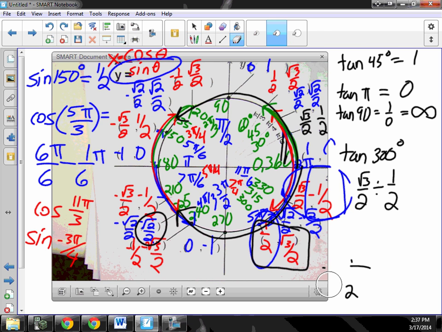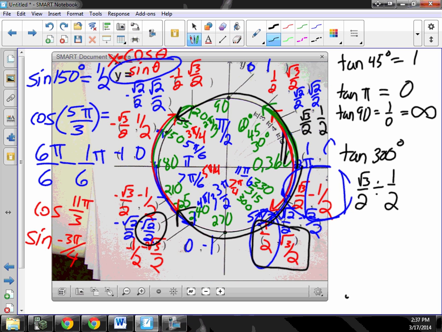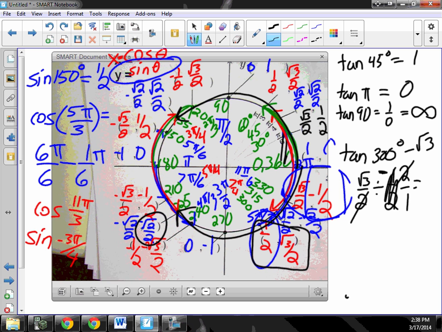How do we divide two fractions? You flip the second one, so 2 over 1. Oh, and this one's negative. I'm sorry. And now what do we do? The 2's cancel, and we multiply, and the answer is just root 3. Well, negative root 3, because the 1/2 was negative. Okay? So 4 of the tangent answers are either going to be root 3 or negative root 3. What about the tangent of 240 degrees?